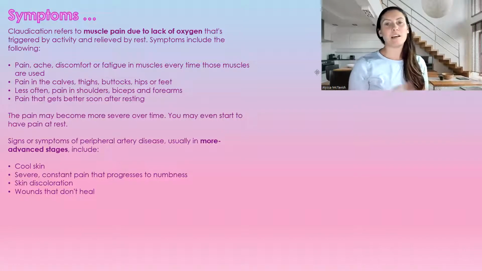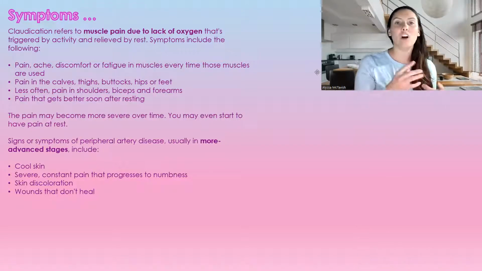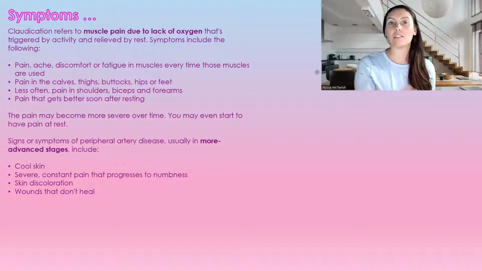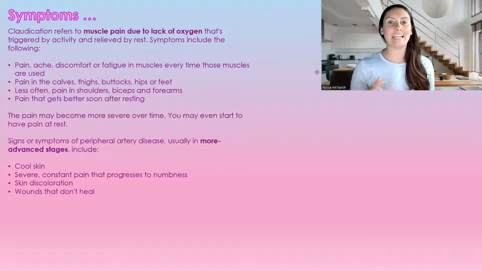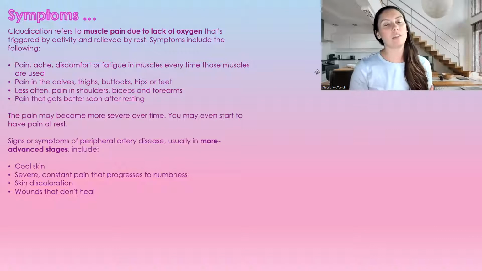So symptoms. Claudication refers to muscle pain due to lack of oxygen and nutrients to the muscles, okay? So you're using more than it's getting. The blood is not getting to those muscles quick enough. And when you're using your muscles, they need more oxygen and more nutrients. Okay, so we start with the symptoms.